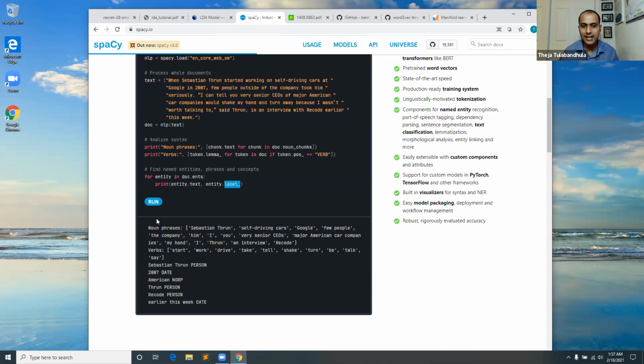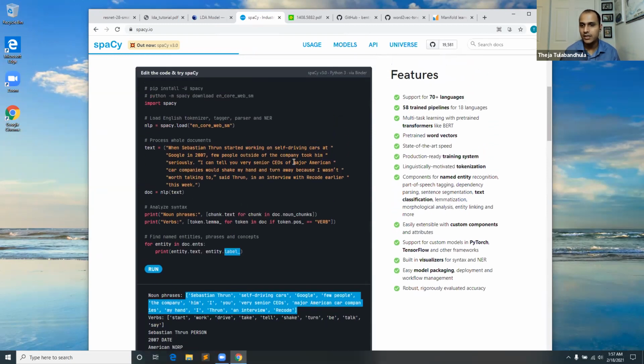So you can see that I just ran it, and you can also try it locally in your browser. You can see that, for example, 2007 is a date. American is labeled NORP, which I don't know what it stands for, maybe North American region. Recode, let's say, is a person, earlier this week is referring to a date, and so on. And you can see what verbs are and what nouns are. So it's a really good package to try out.